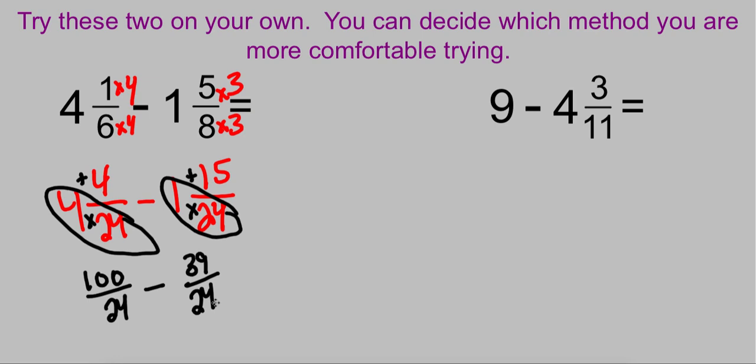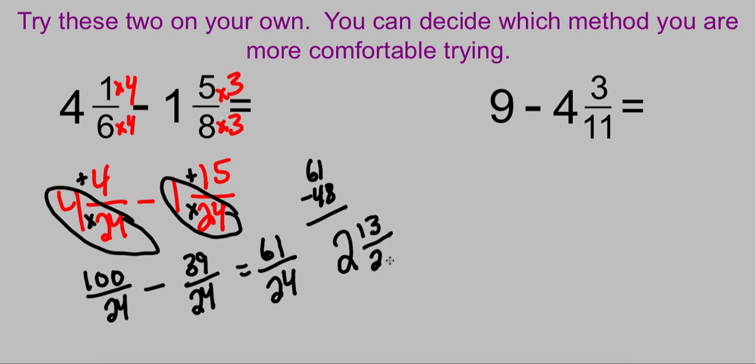And then we subtract. 100 minus 39 is going to give me 61 24ths. And then I'm going to make it into a mixed number. 24 goes into 61 2 times, which is 48. 48 away from 61, so 61 minus 48 is going to give me 13 24ths. So I found my common denominators. I realized I couldn't do my subtracting, so I made them improper fractions. Then I turned that final answer back into a mixed number.